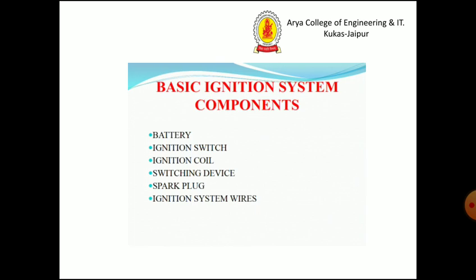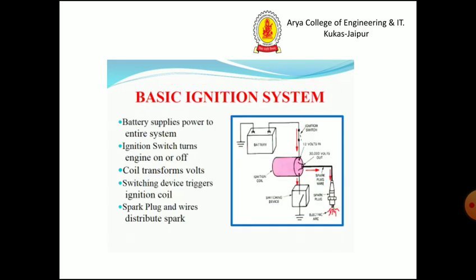Basic ignition components are the battery, ignition switch, ignition coil, switching device, spark plug and ignition system wires. In an ignition system, the battery supplies power to the entire system. The ignition switch turns the engine on or off. The coil transforms volts. The switching device triggers the ignition coil. The spark plug and wires distribute the spark.